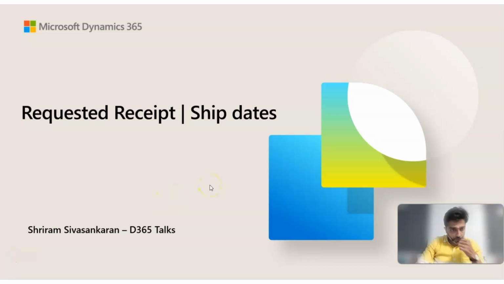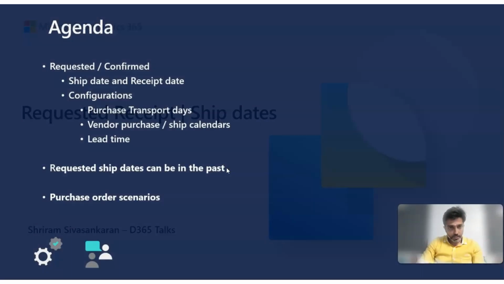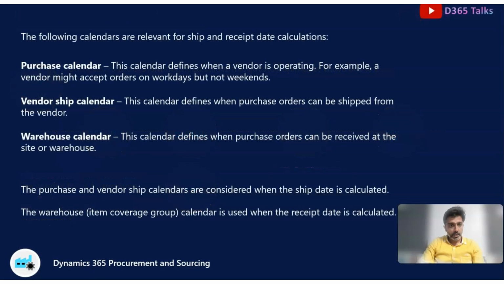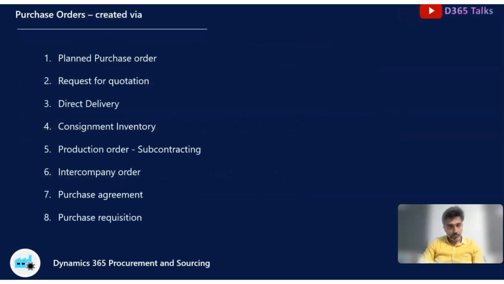So I will skip the slides which we have already discussed. So the agenda: we were going through the definition of what exactly a requested receipt date and ship date is, and how these calculations are primarily governed by the calendars. So make sure that you watch parts 1, 2, and 3 before coming into part 4, which is very important.